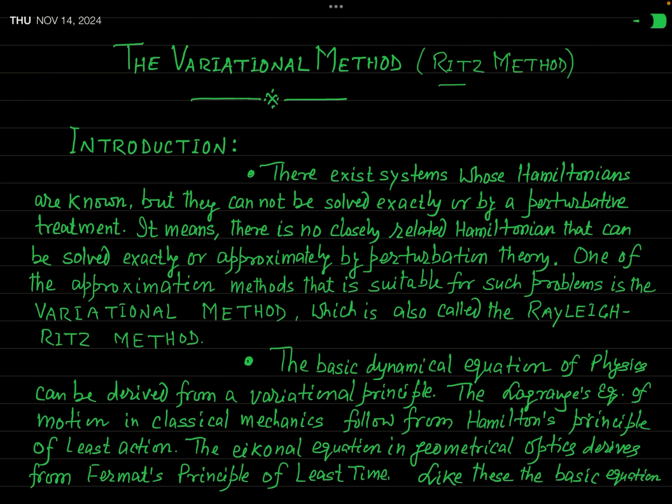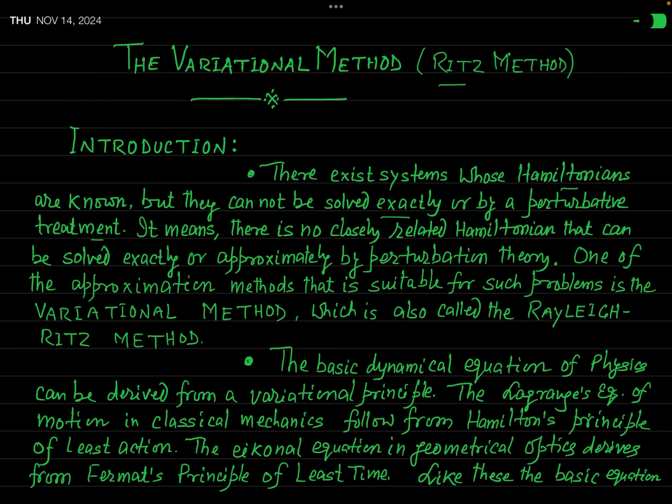the variational method. So I have mentioned here in this introduction that there exist systems whose Hamiltonians are known, but they cannot be solved exactly or by a perturbative treatment. So there are many systems where the Hamiltonian of that system is known, but that Hamiltonian cannot be solved in an exact manner and also not by the theory of perturbation.